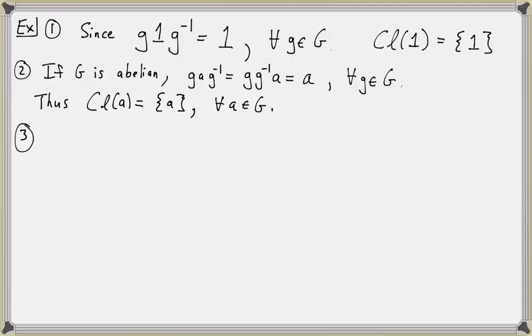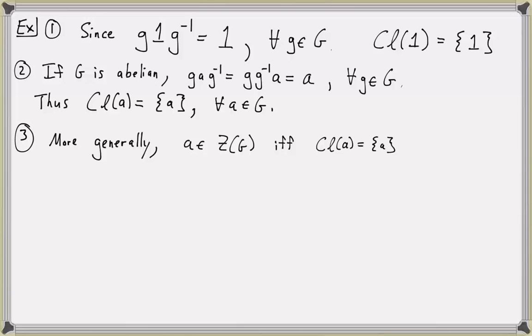Third example, a little bit more generally, consider A in the center of G. Recall, the center of G is the set of elements that commute with all other elements in the group G. Well, if A commutes with every element of G, then the conjugacy class of A would again just be the set containing A. So A is in the center of G if and only if the conjugacy class of A is the set containing only A.